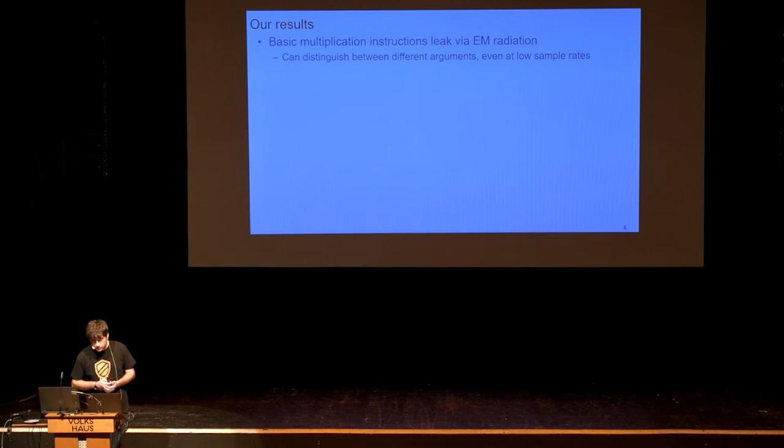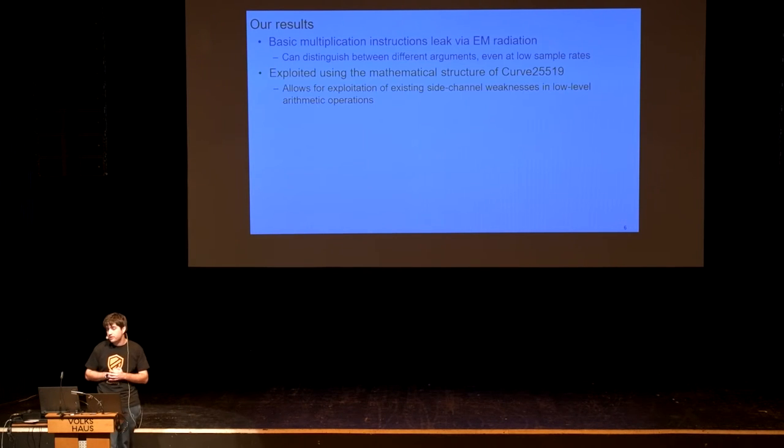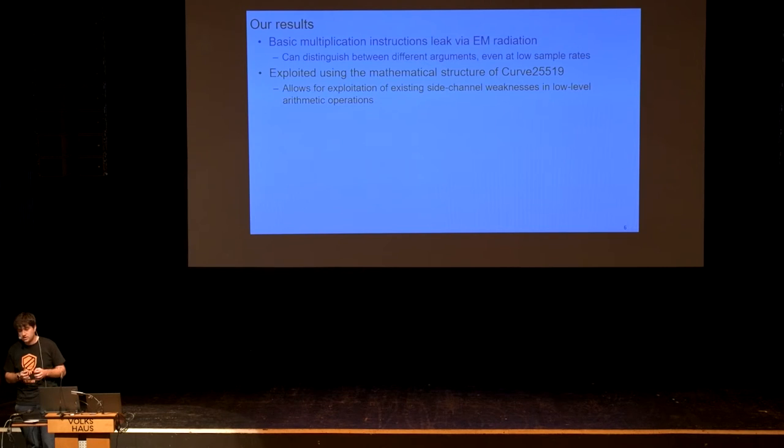Now, OK, so we have a leakage source. We then exploited this with Curve25519's mathematical structure. As it turned out, it has an additional structure that is very useful for performance, but it also facilitates the exploitation of side-channel leakages. So if you have a side-channel weakness, Curve25519 is a good candidate to start exploiting it.